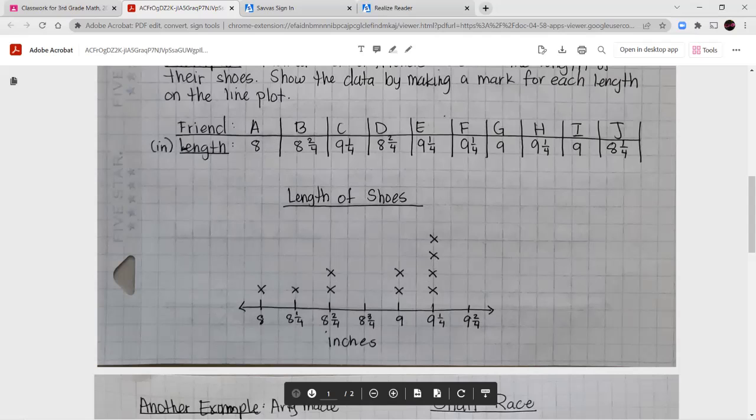So just by looking at the data, now that I have it organized into this line plot, the one that happened most often, or that was most common, was the 9 1/4, because it has the most number of X's above it. The ones that happened least often were the 8 and the 8 1/4, because those each only had one X above them.